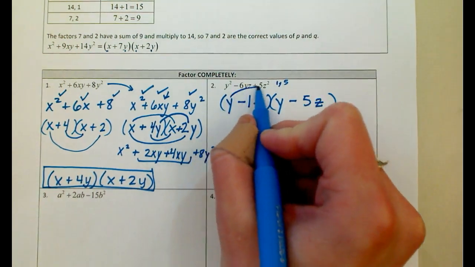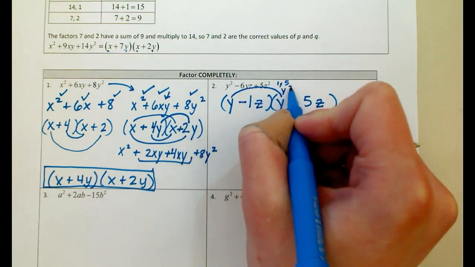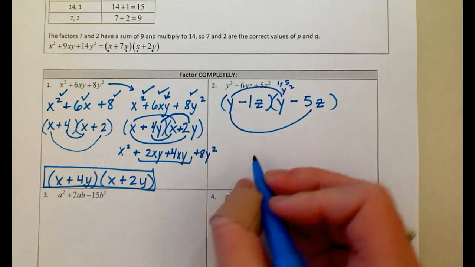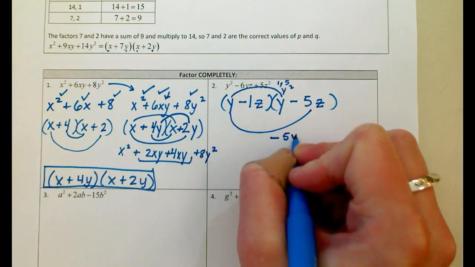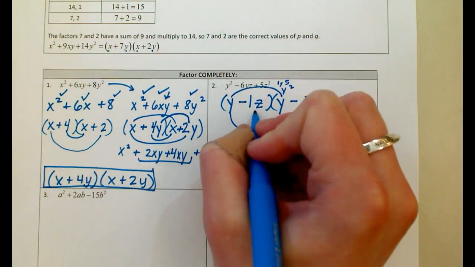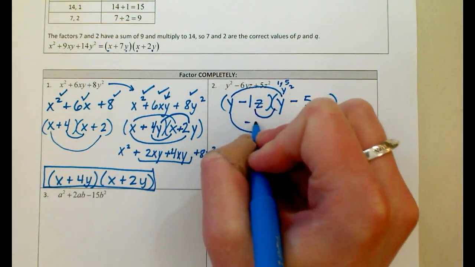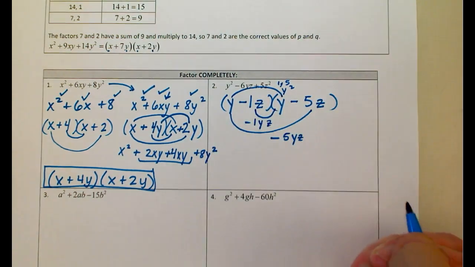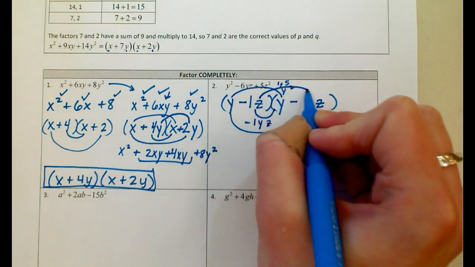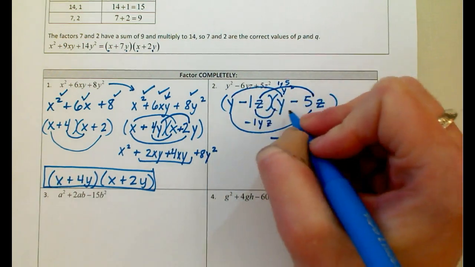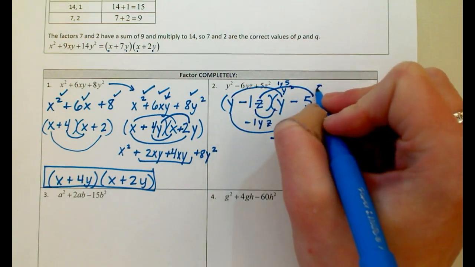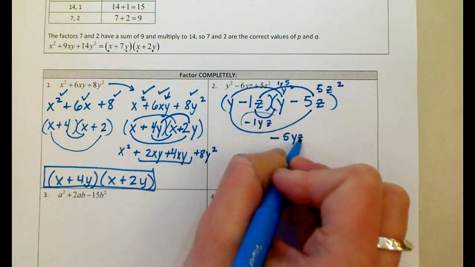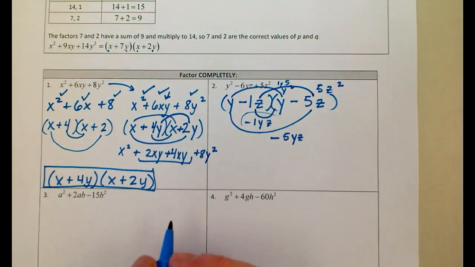Multiplying this back, y times y is y squared. Y times negative 5z is negative 5yz. Negative 1 times zy is negative 1yz. I always put those alphabetically. And negative 1z times negative 5z is positive z squared. And these will add up to my negative 6yz.